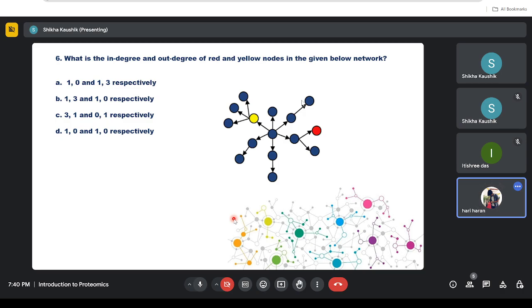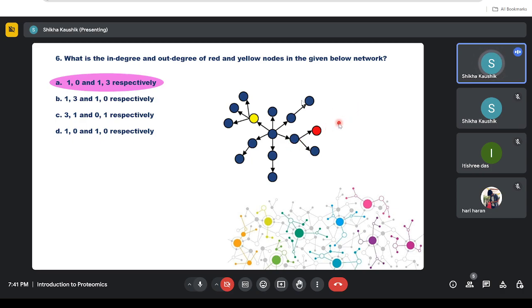Ma'am, is it B? B, no. Oh, okay. I mixed up the colors. So for red, it should be A. A, yeah. So for red, it's coming from this particular node and it's going nowhere. Like it's not leading to any other node further. But for yellow, it's coming from this particular node and it's giving rise to 3 nodes. So it's 1, 0 here.